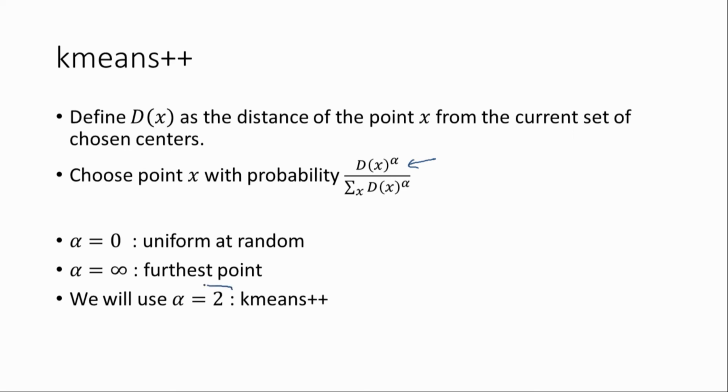We will use alpha equal to 2 for k-means, and that will be our k-means++ algorithm. That will perform exceedingly nicely. This is what we're going to look at in the next class. Plus we'll talk a little bit about hierarchical clustering. Maybe we'll get to some dimension reduction.